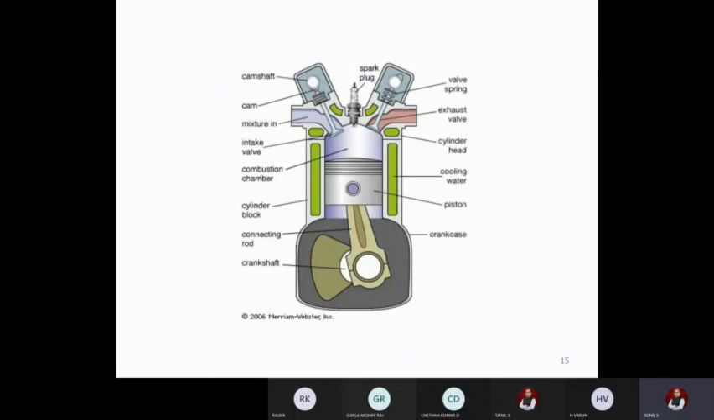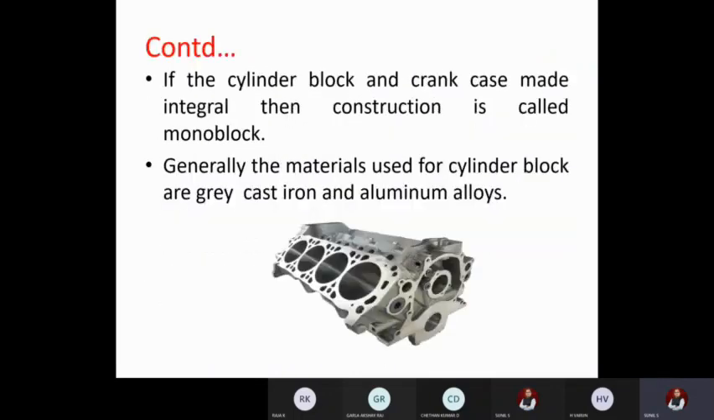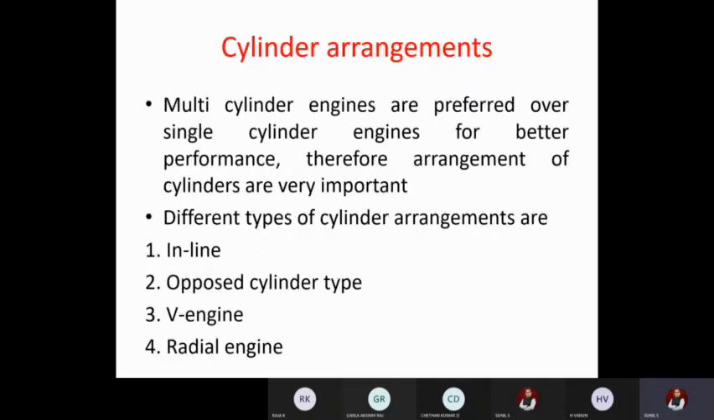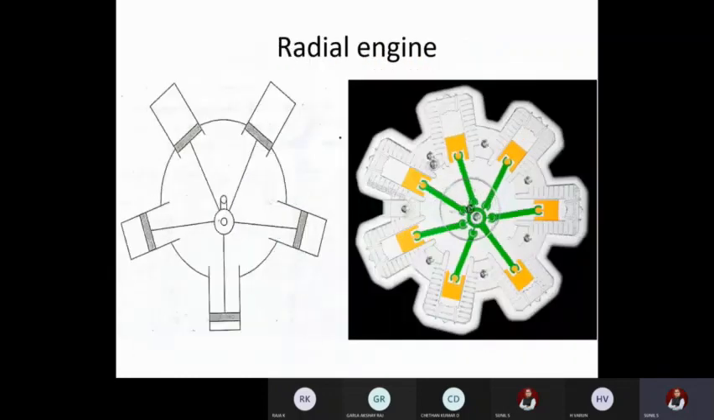We had discussed the general structure of an engine in this sketch. Then we discussed the cylinder and the different materials used for cylinders. Then cylinder arrangements. There are four important types of cylinder arrangements: inline cylinder, opposed cylinder, V engine and radial engine. So all four arrangements we had discussed in the earlier class.